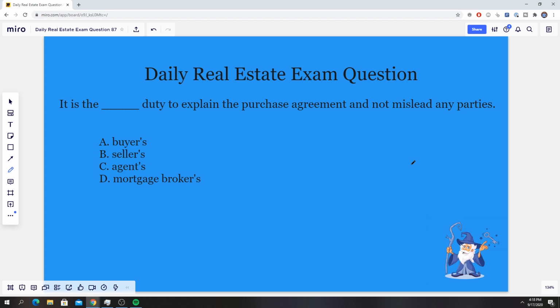So it's basically asking whose duty is it to explain the purchase agreement and to not mislead any parties. So is it the buyer, the seller, the agent, or the mortgage broker? And again, this has to deal with the purchase agreement. So as always, I'm going to go ahead and give you guys an opportunity to pause here and think it over and come up with your answer. So here you go. Use that time right now.